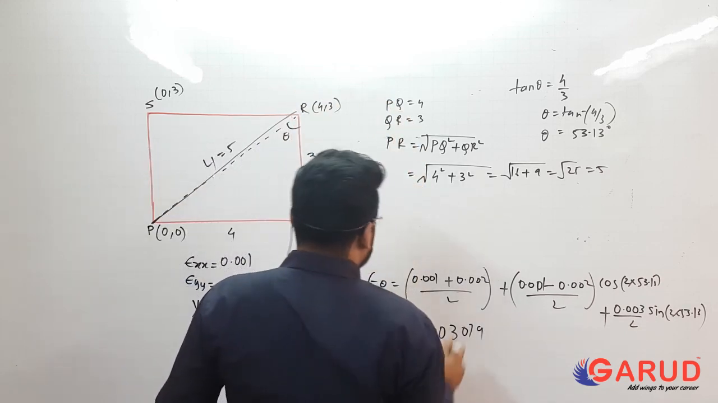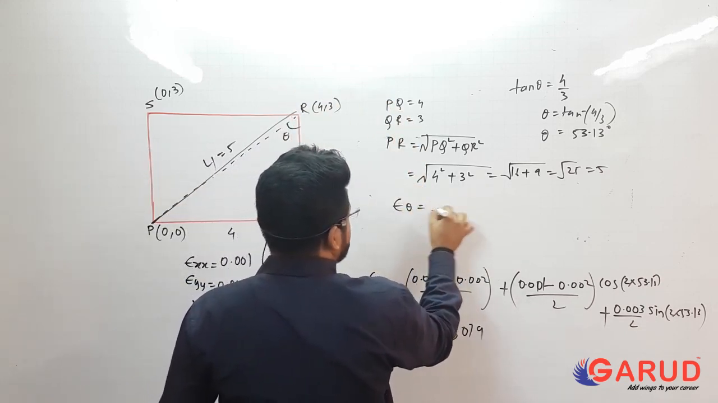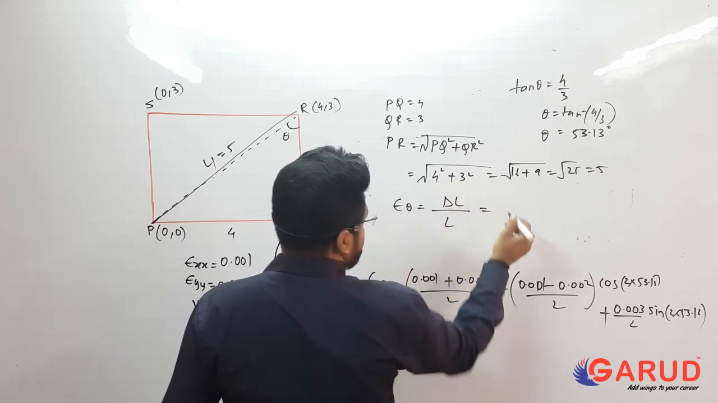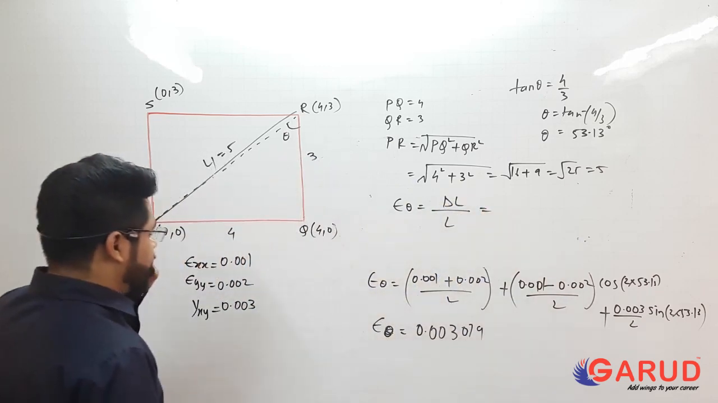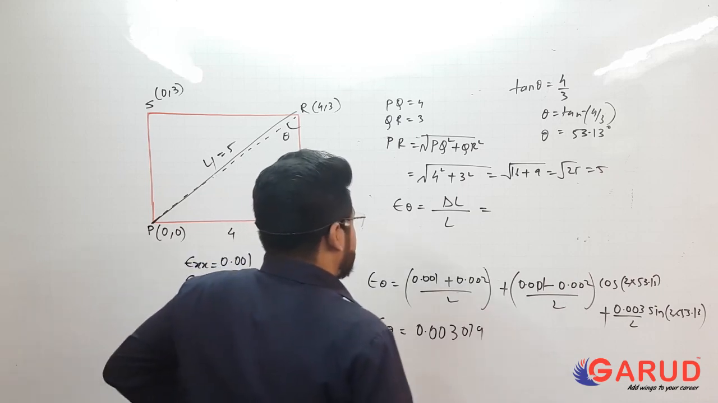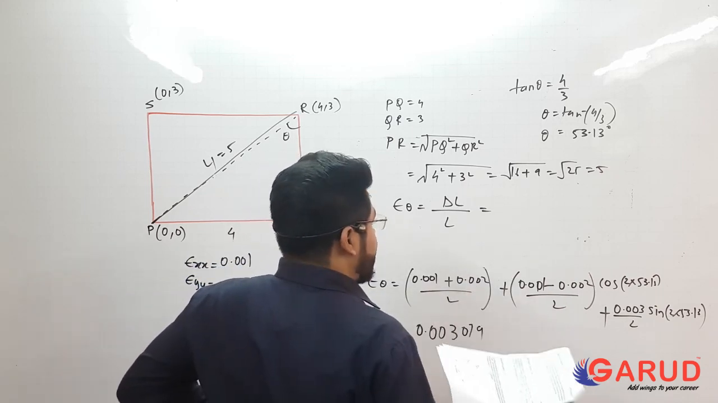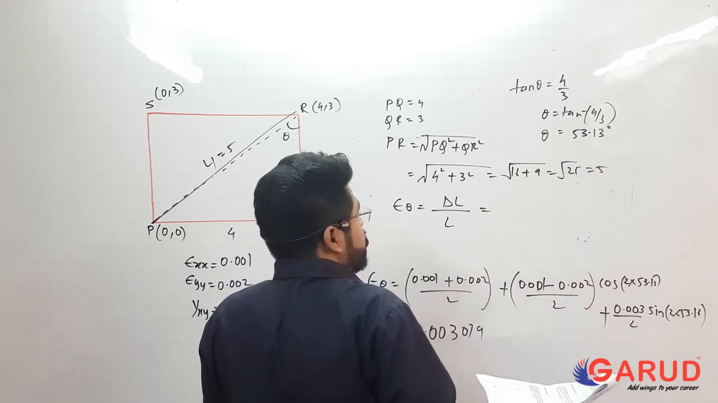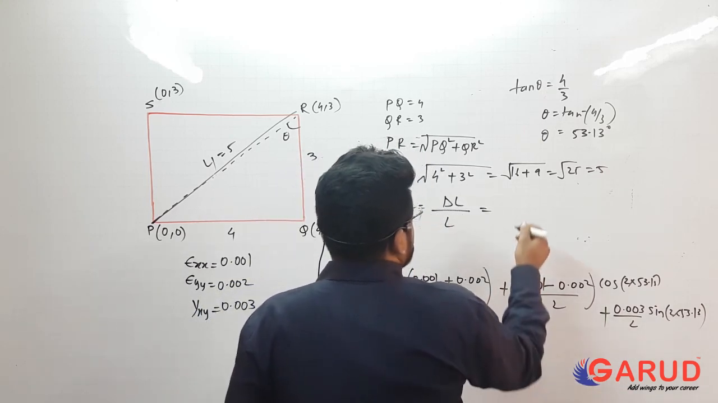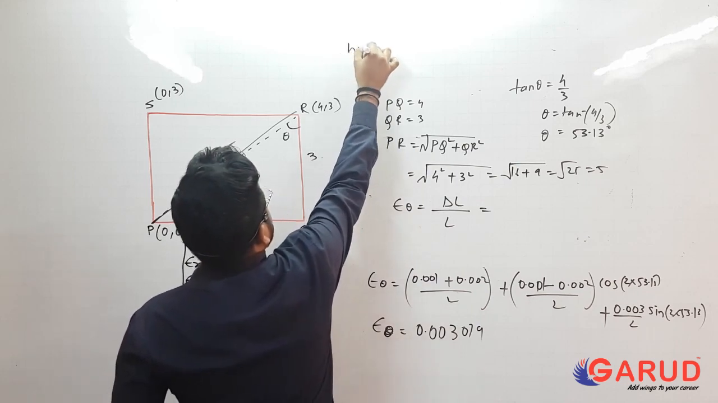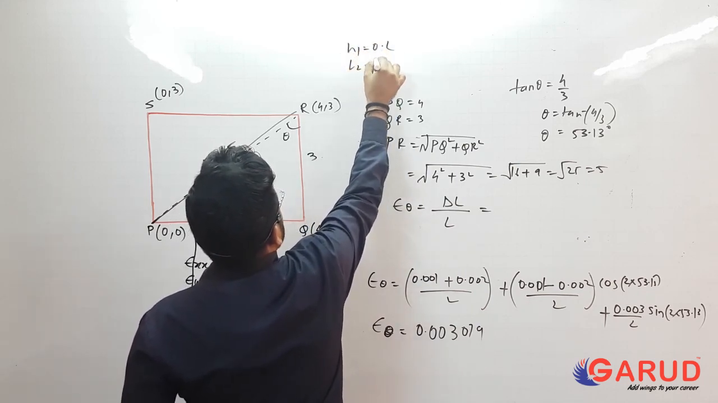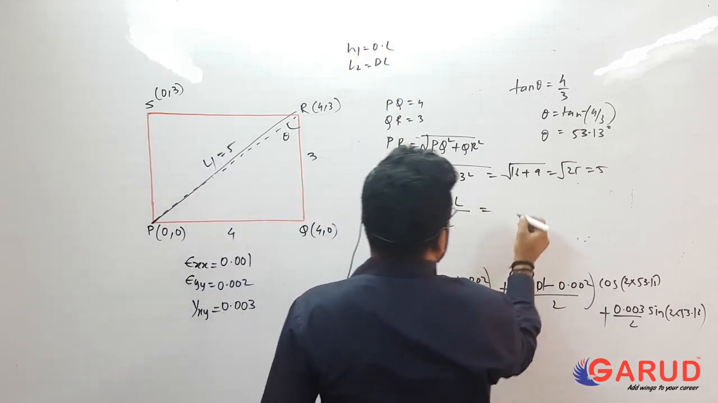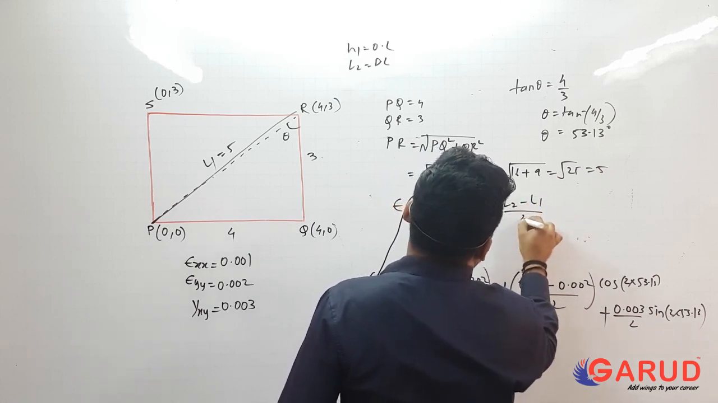So I can clearly say that now epsilon theta can also be written as delta L upon L. Am I right? I can write epsilon theta as delta L by L, that is nothing but change in length upon original length. So guys, change in length means it's getting deformed, so it might be getting increased. Let's say L1 is the original length and L2 is the deformed length. So delta L will be L2 minus L1, upon L1.